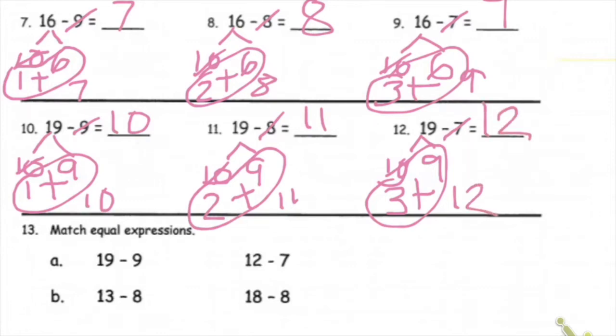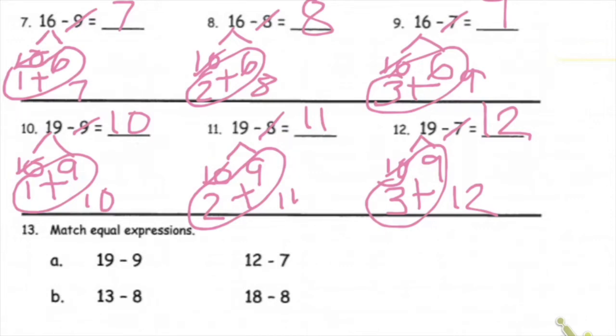Alrighty, guys. Now the bottom, number 13, says we have to match the equal expressions. Now, these you could count down. You can use your number path. Or you can also do this work on the side with the number bond. You can pause the video now to figure out what each of these equals to be able to match these properly.